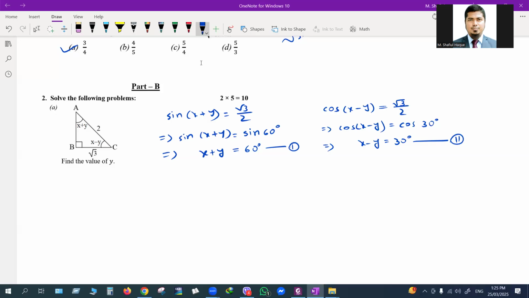So we need to subtract equation 2 from equation 1. x plus y is equal to 60 degree and x minus y is equal to 30 degree. If you subtract, the sign will change, x cancels, and plus y minus minus y, that is 2y is equal to 60 minus 30, that is 30 degree. Therefore, y is equal to 30 divided by 2, that's 15 degree. This is the solution of part A. Okay.